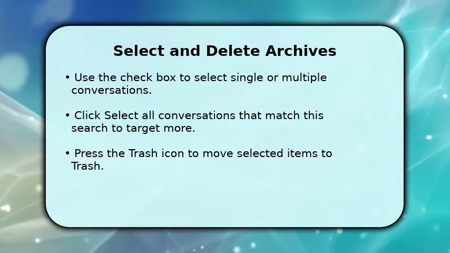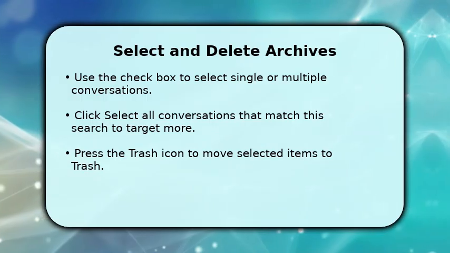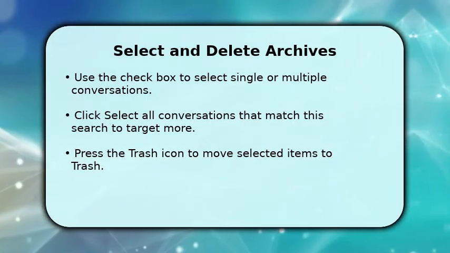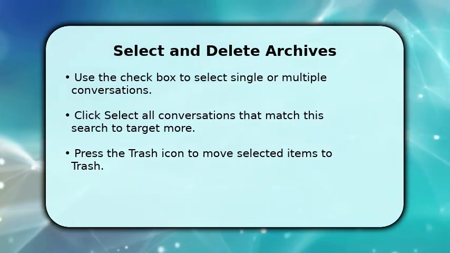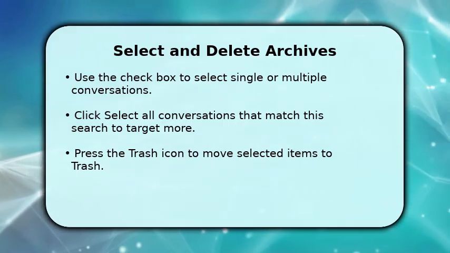Now select the archived emails you want to delete. Click the top left checkbox to select visible items, and if you need everything matching your search, click the Select All Conversations that match this search link to expand selection. Once selected, click the trash icon to move them to trash.